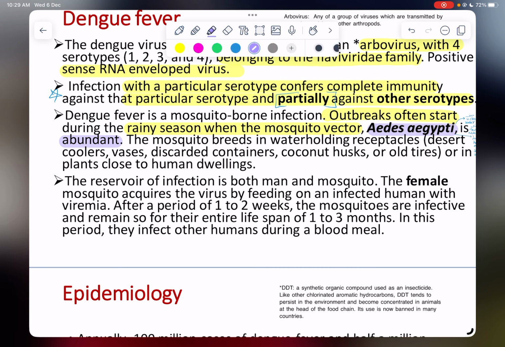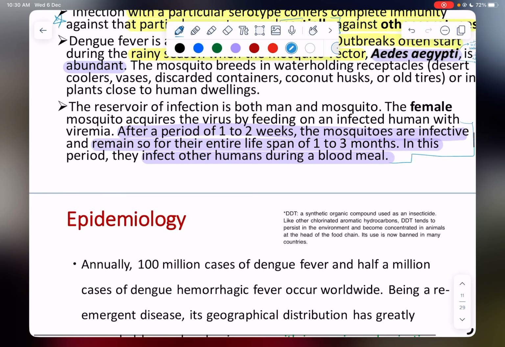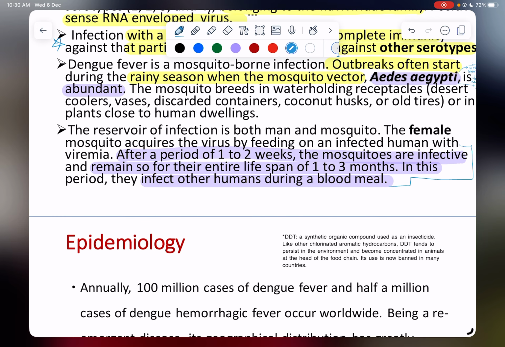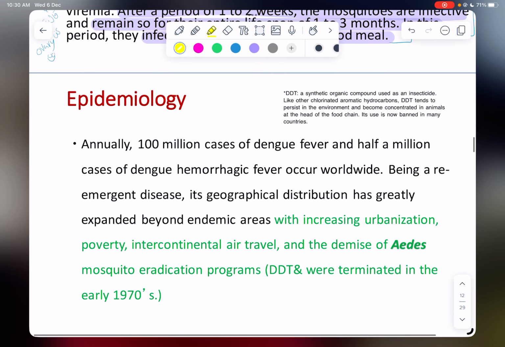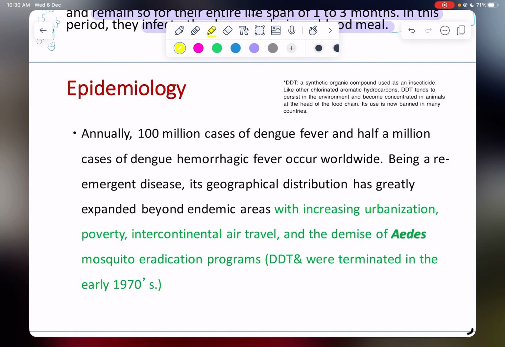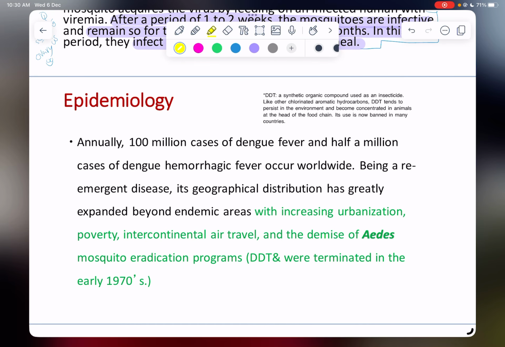Annually there are 100 million cases of dengue fever and half a million cases of dengue hemorrhagic fever worldwide. Half? I don't think so. Maybe it is more prevalent in those countries where multiple serotypes are present, but what we have seen in our country, Pakistan, is that hemorrhagic fever because of dengue is less. It is not 50%. You're right, it is not 50%. But even so, half a million is a lot of cases.